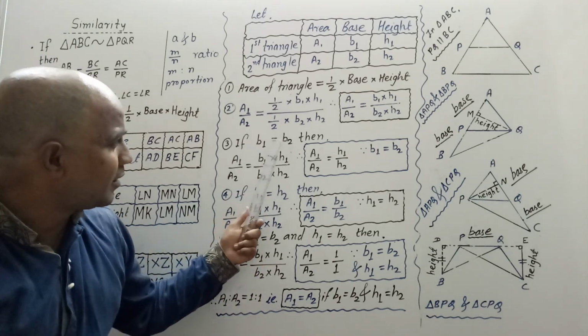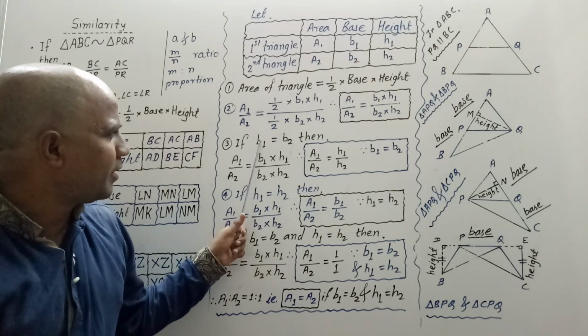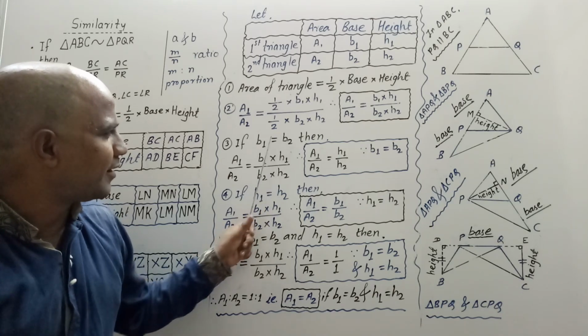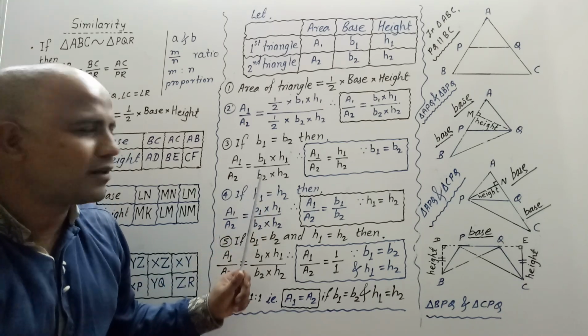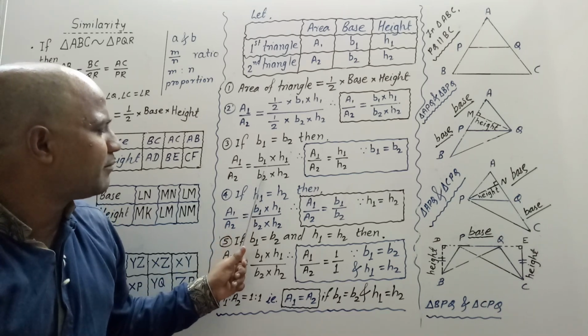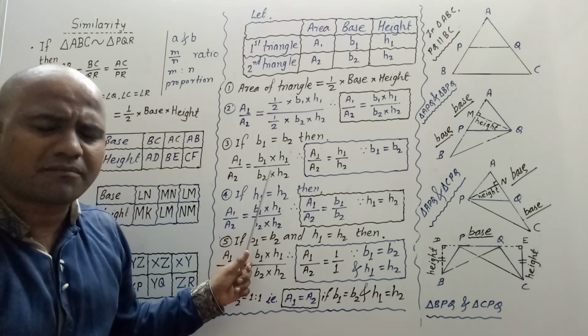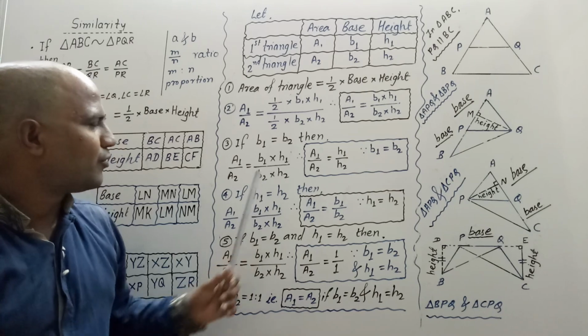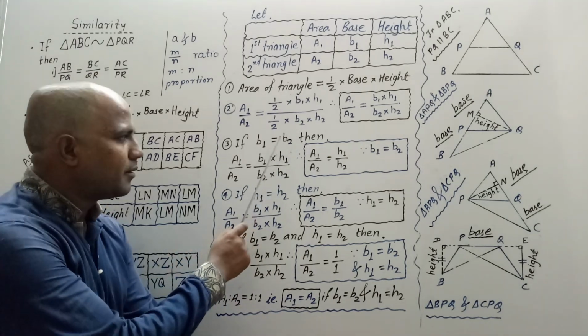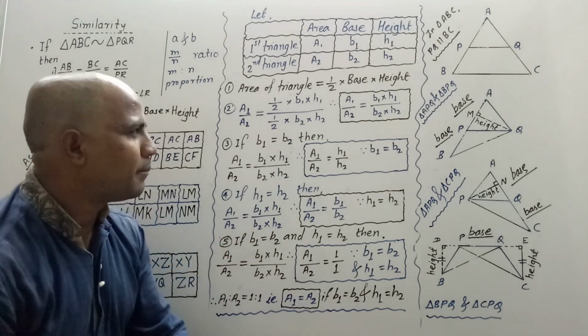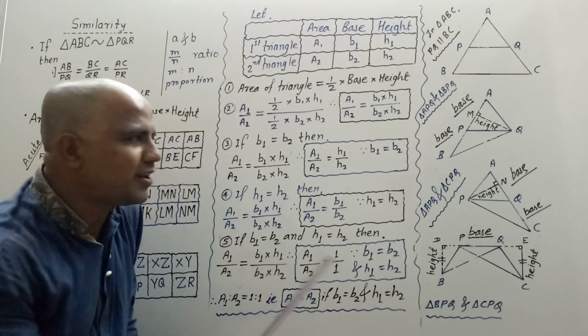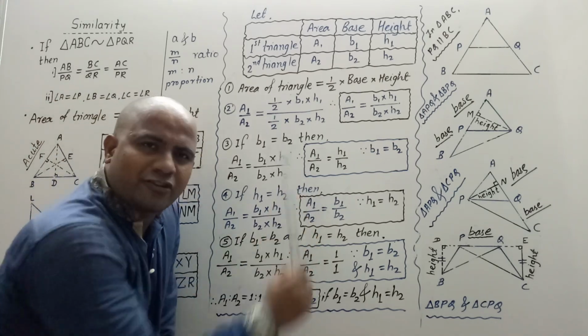Now what happened? B1 is equal to B2. If the value of B1 is 10, then B2 is also 10. Then 10 gets cancelled. Means the value of B1 and B2 is same. Just we take the example 10. It's any value, no problem. That's why B1 gets cancelled because they are equal. Then what is remaining? H1 and H2.